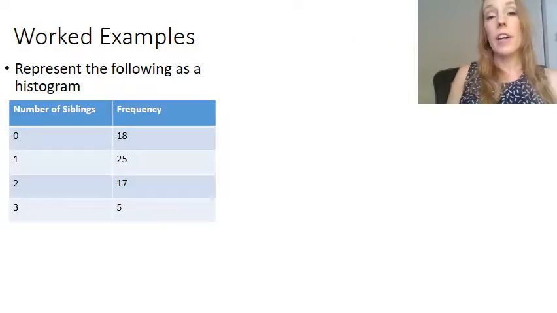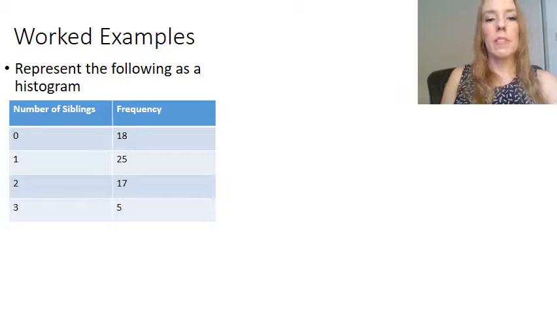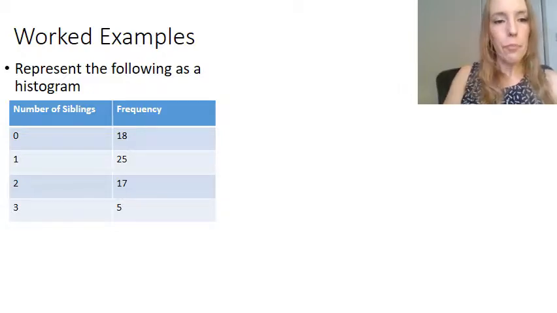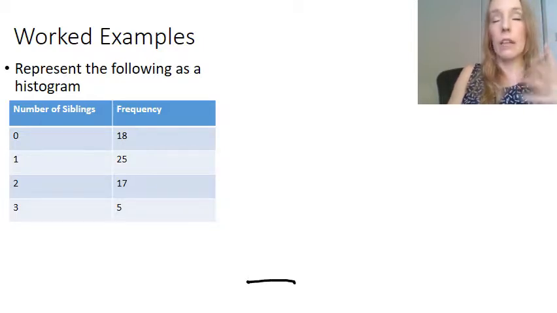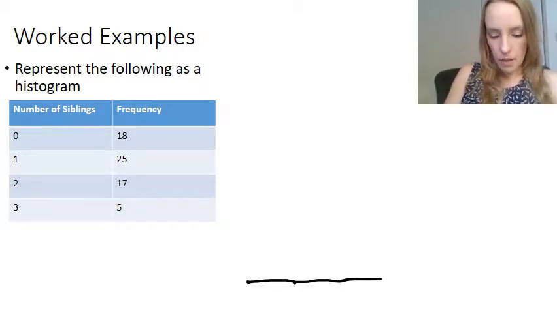Okay, so we've got a worked example here. We're going to represent the following as a histogram. So it's the number of siblings and the frequency. We know our x-axis, which is along the bottom, is going to be our categories. So it's going to be the number of siblings.